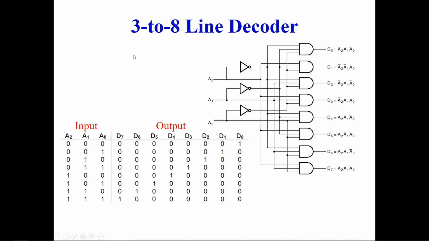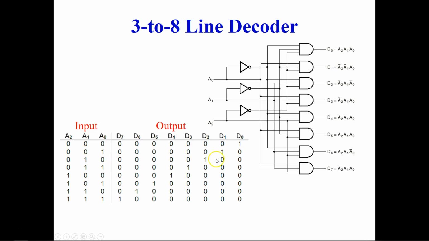Now we have the 3 to 8 line decoder, which means we have 3 inputs and 8 outputs. You see here these are the inputs, different binary combinations for 3 inputs, and then these are the outputs generated for these 3 inputs. So for the first case, when all are 0, D0 will be activated, and when A0 is 1, D1 is activated, and when it is 2, 0 1 0 is basically your 2.